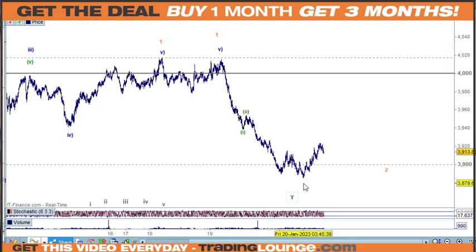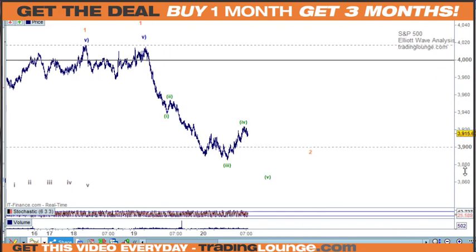Yep, I need to put that there. So that's got to be wave 4 at that point, and then wave 5. Now this could look a little bit shorter than that, so we could have that coming down a bit shorter still, and then that would give us the A wave at that point.